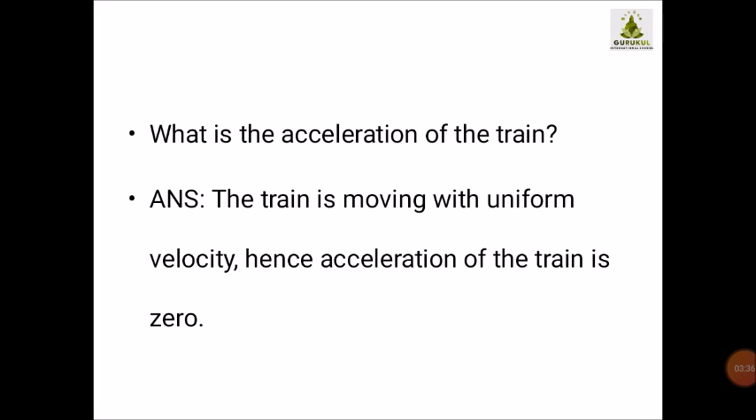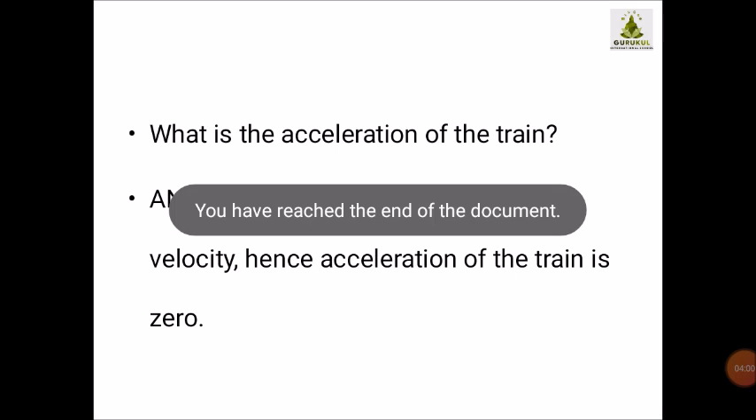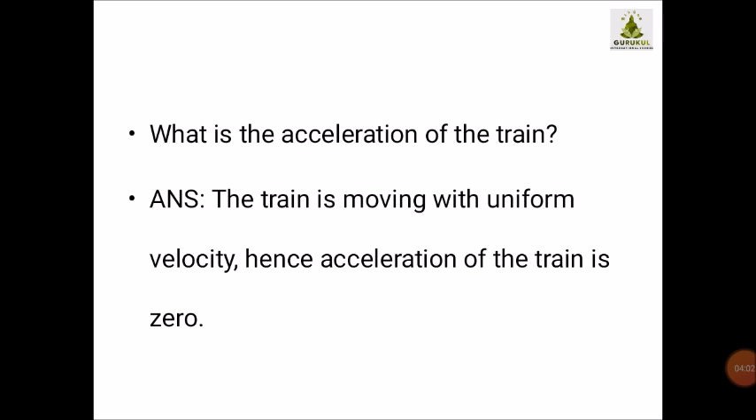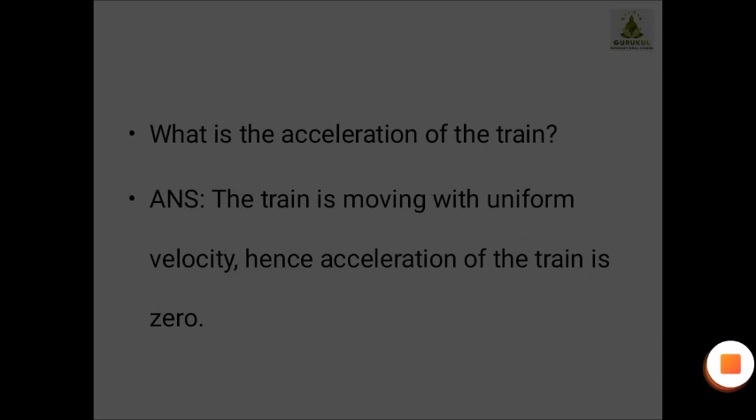If you want, in your textbook you can mark with your highlighter that when an object is moving with uniform velocity, its acceleration is 0. Here we have considered the example of a train. So when a train is moving with uniform velocity, its acceleration is 0. There is neither positive acceleration nor negative acceleration. This you should understand, students. The remaining we will look at in the next video.